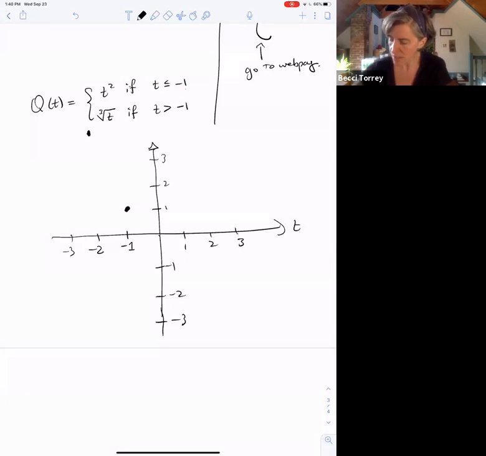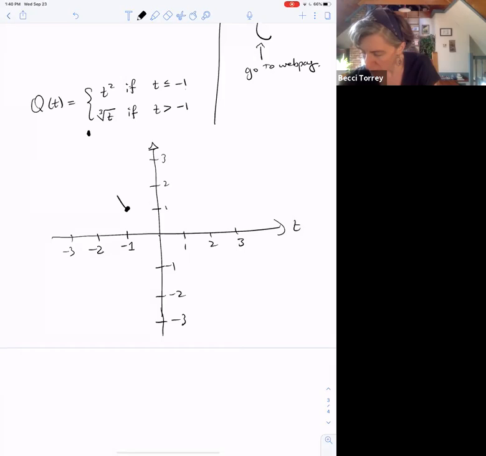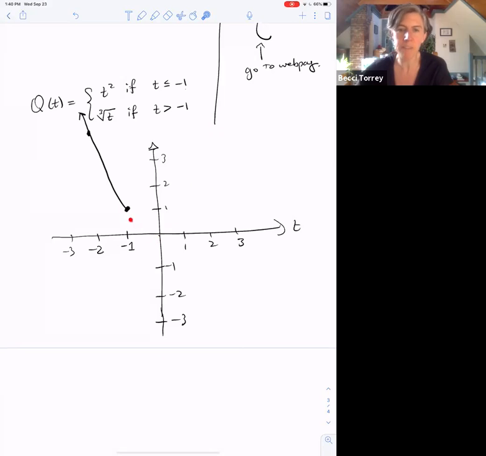Like that, okay? So we're going to draw in this parabola, which again would normally continue down here. It would hit 0, 0, it would come back up and have this nice parabola, except that we're only taking this part of it when t is less than or equal to -1. Okay, and then it goes forever in that way.